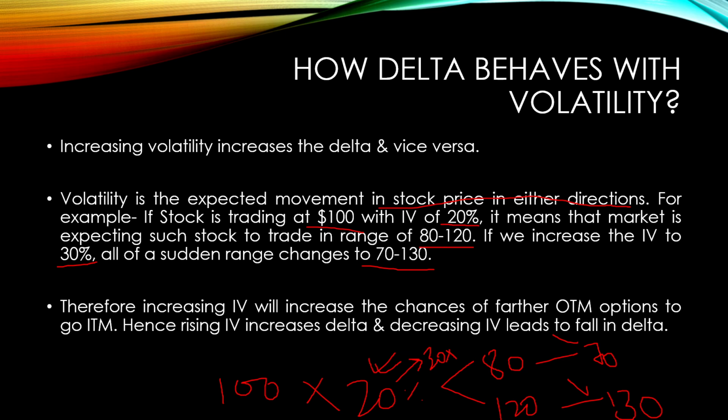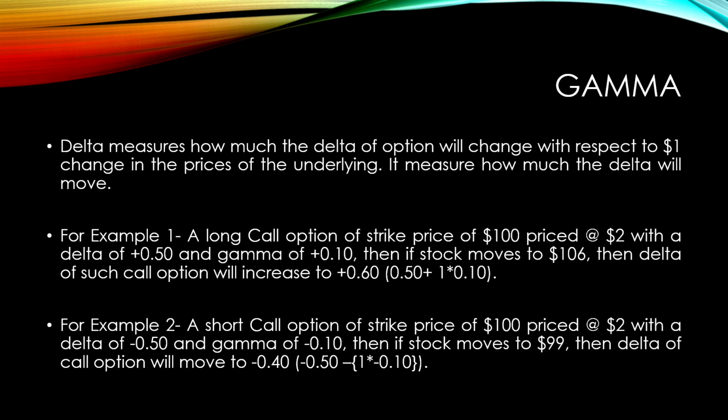because there is now more probability of the out of the money option going in the money. When the IV is 20, let's say an $85 put option might have some probability of going in the money, suppose 25%. If we suddenly raise the IV to 30%, that $85 put option now has very good chances of going in the money. So increasing IV will increase the delta, and decreasing IV will decrease the delta.